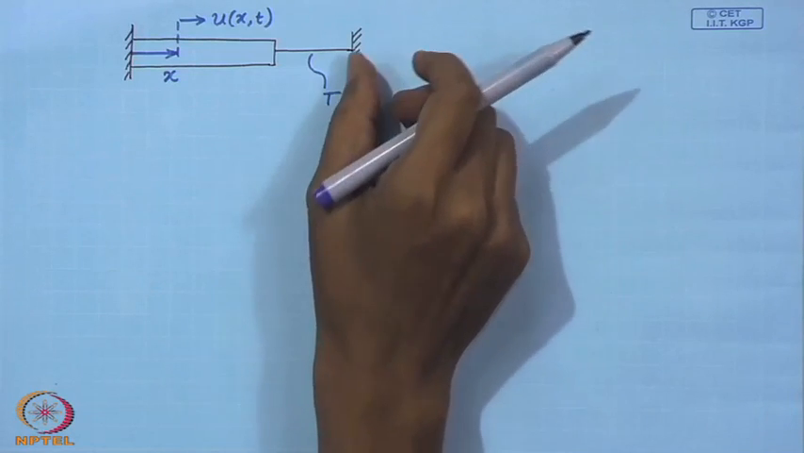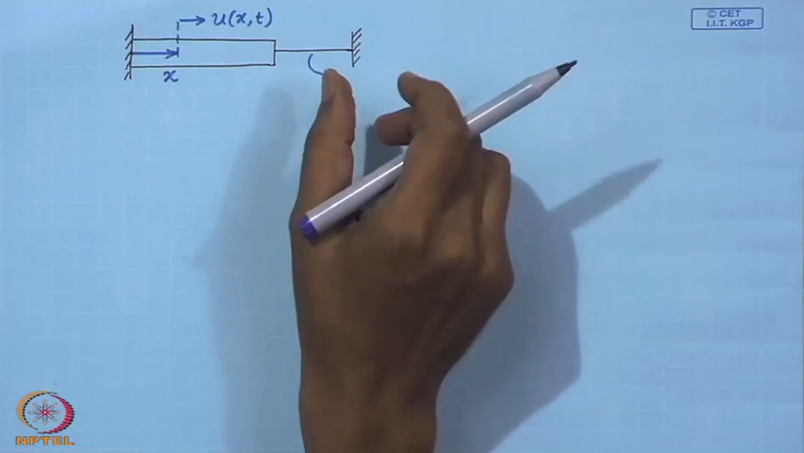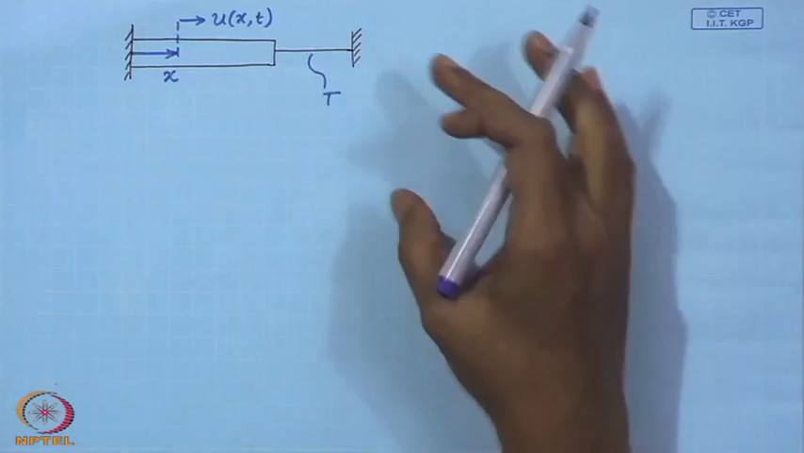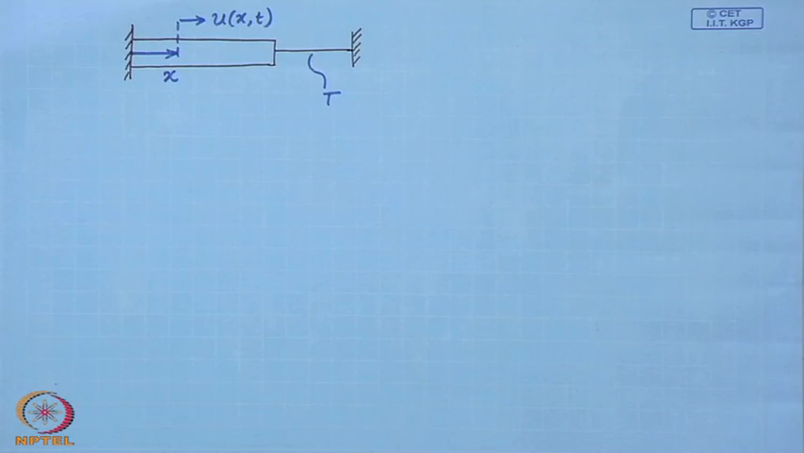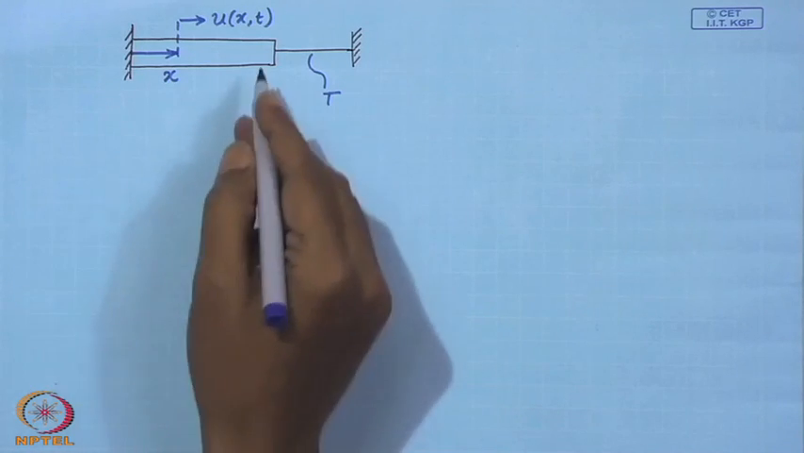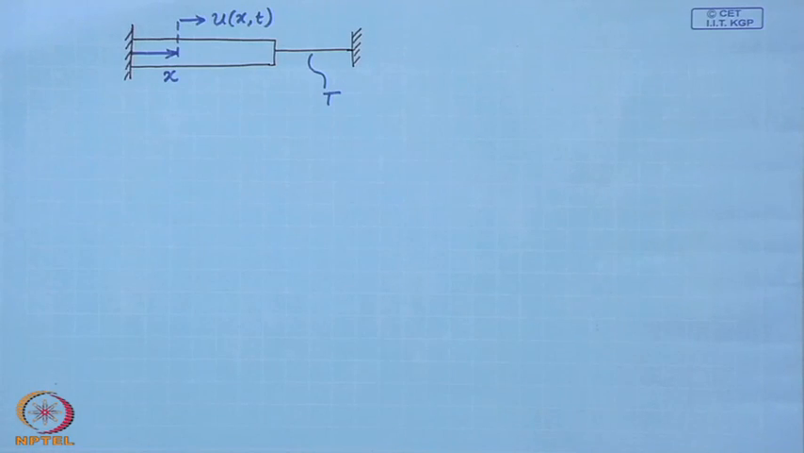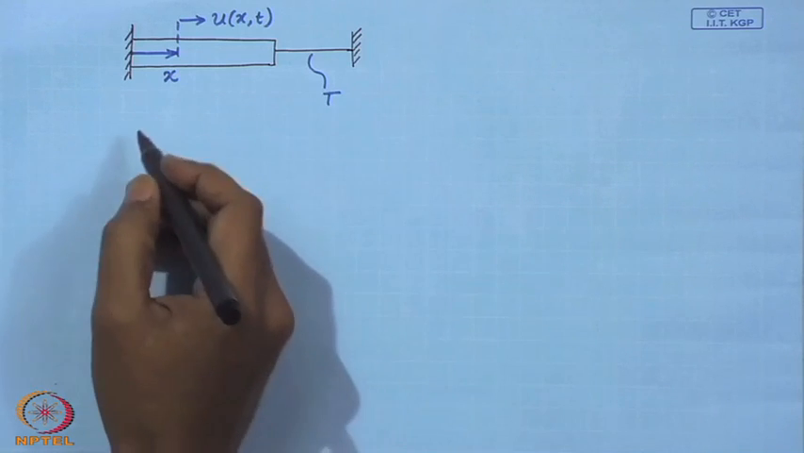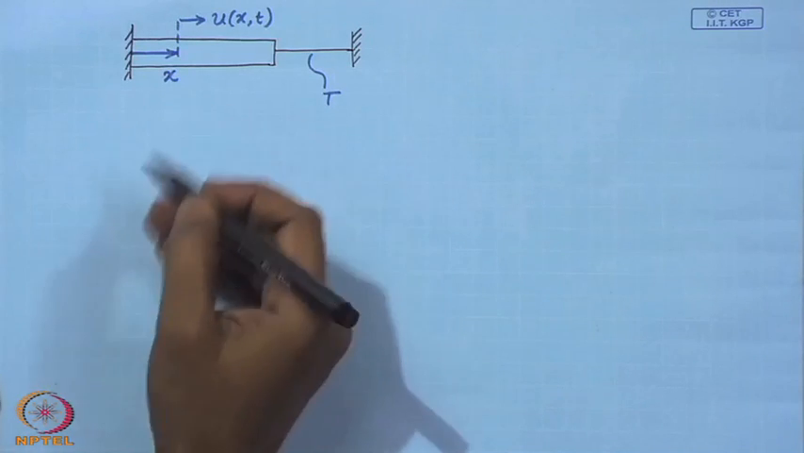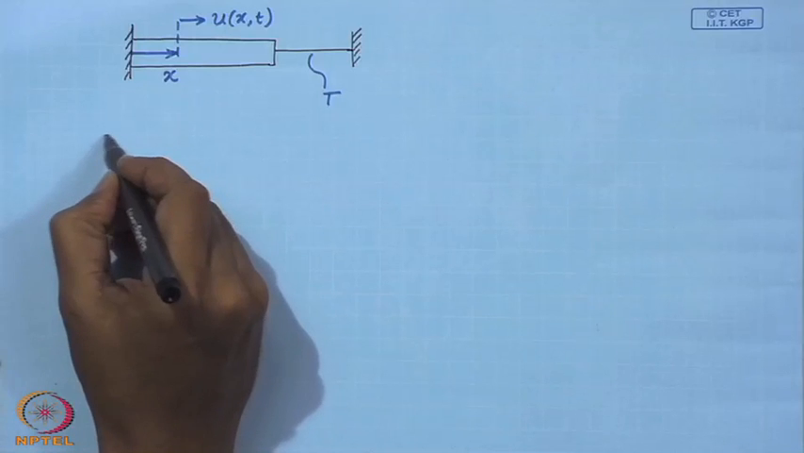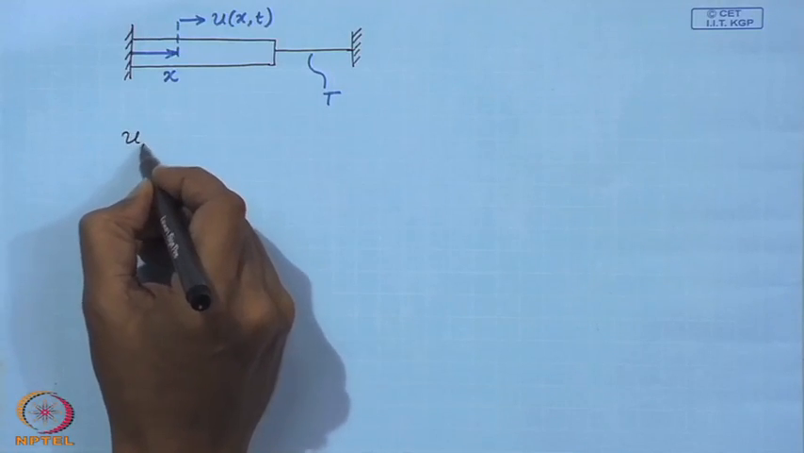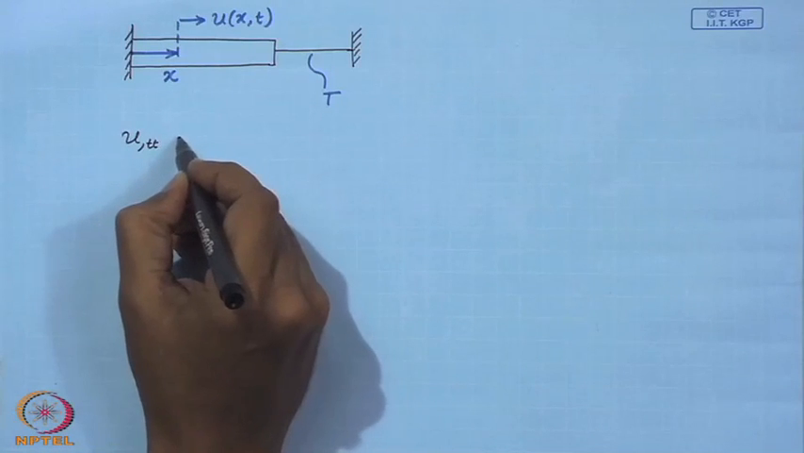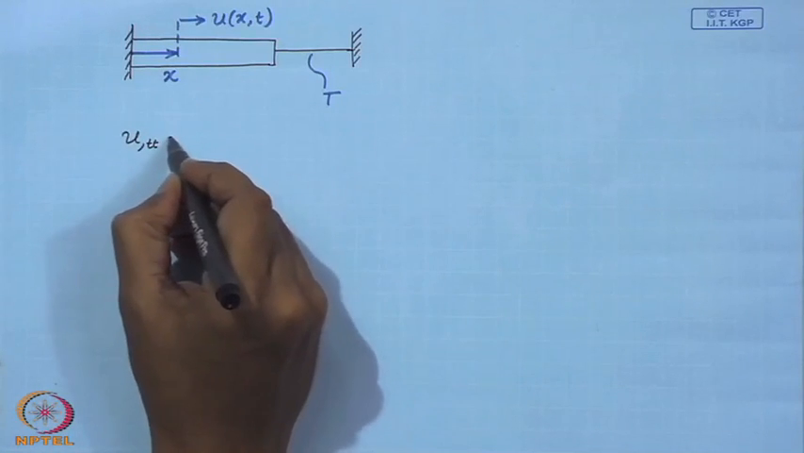Now, imagine that you cut this string. So, this string snaps. So, when the string snaps, this bar is going to collapse back. So, we are going to study the collapse of this bar. Let us mathematically formulate the problem. So, we have this bar, this is a uniform bar.